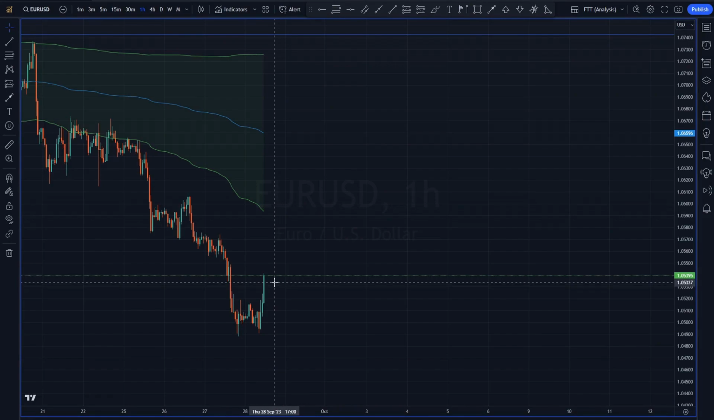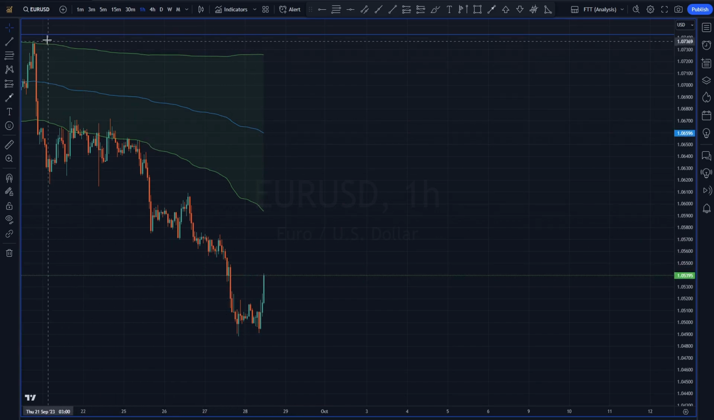Hello friends and followers. I would like to show you how the skyscraper strategy works, and the best way to explain it is with an example from the chart.